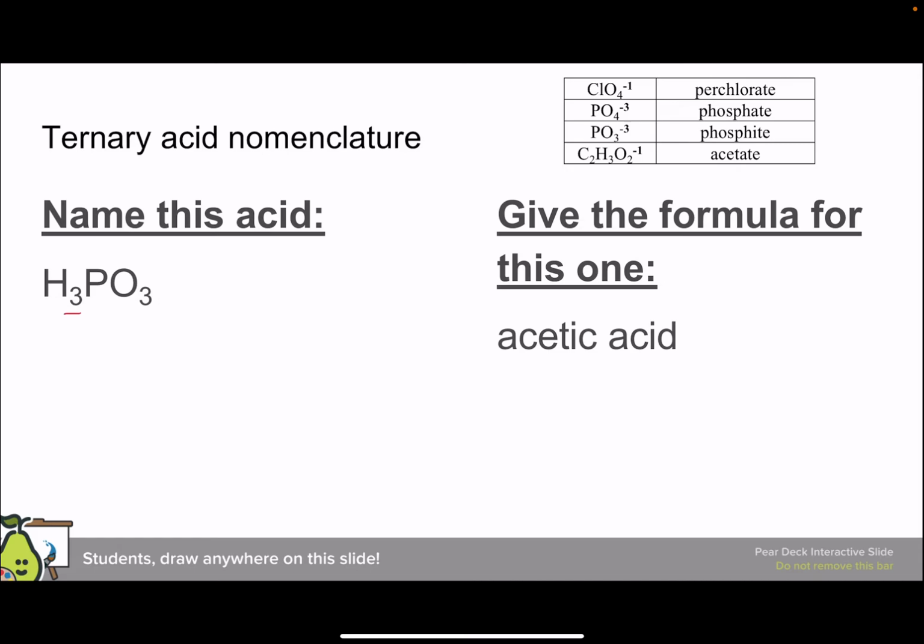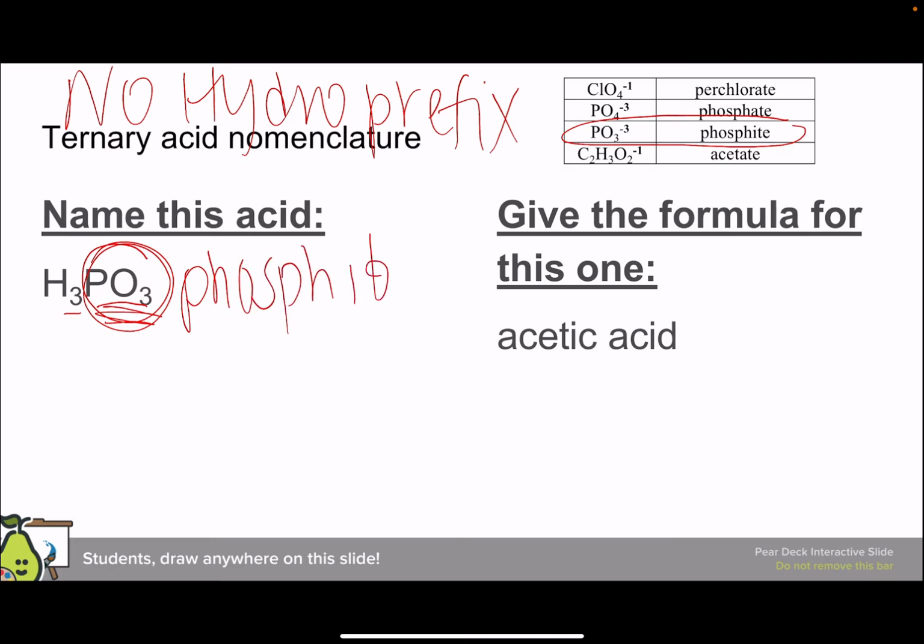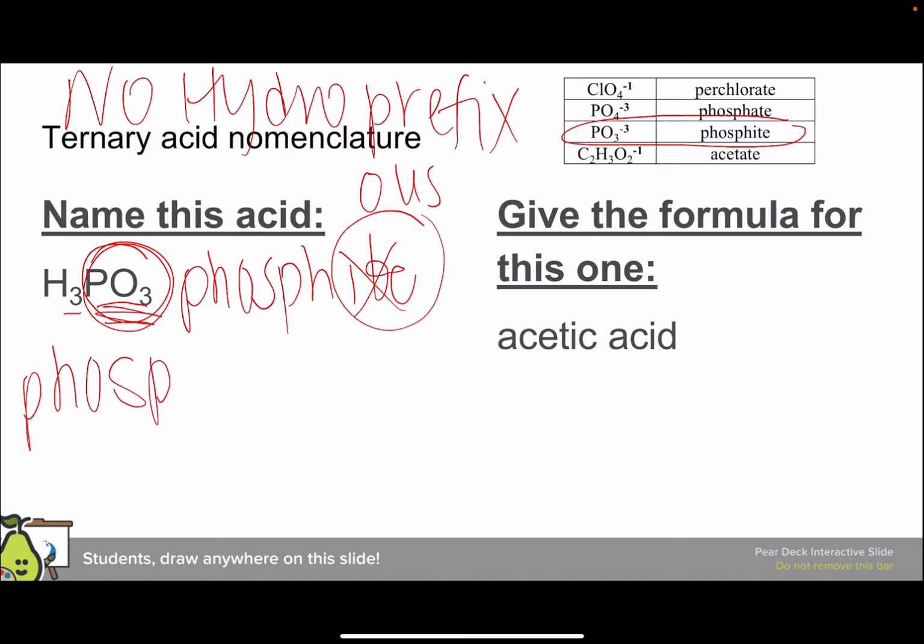We have H3PO3. So when we're looking at these ones, we're going to see ternary, there is no hydro prefix, meaning that we need to find PO3. And when we find PO3, we see it's phosphite. The ite lets us know we're going to change it to OUS, but then we just have to correct the stem from phospho to phosphorus and then add acid at the end.